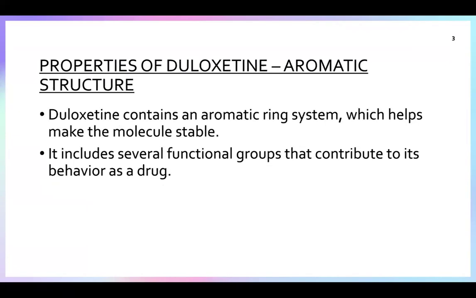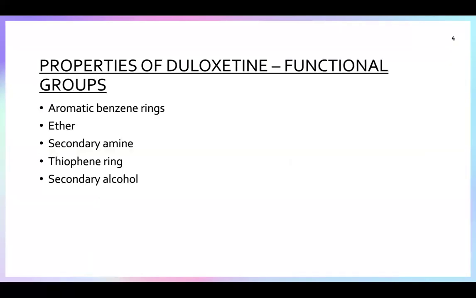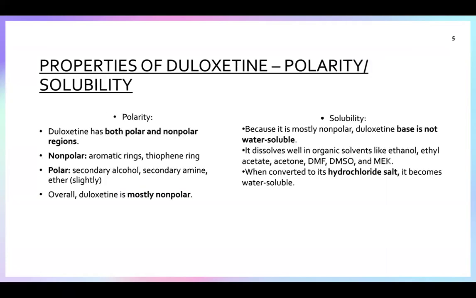For the properties, it has two aromatic rings and it helps to make that stable. And then it also has other functional groups that contribute to its behavior as a drug. For the functional groups, there's the two aromatic benzene rings, an ether, a secondary amine, a thiophene ring, and a secondary alcohol. For the polarity, it has both polar and nonpolar ends.